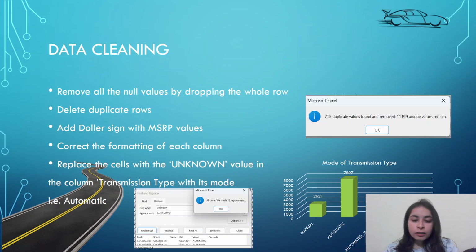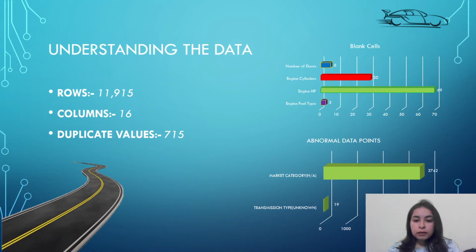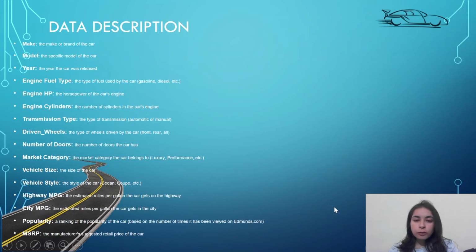Then I replaced all the unknown values with automatic. In the transmission type column, there were cells which had the value unknown. I replaced it with automatic because automatic has the highest frequency in the data. We can see that from this chart itself. And as we saw earlier, in transmission type the unknown values are few, so we can easily replace them with automatic.